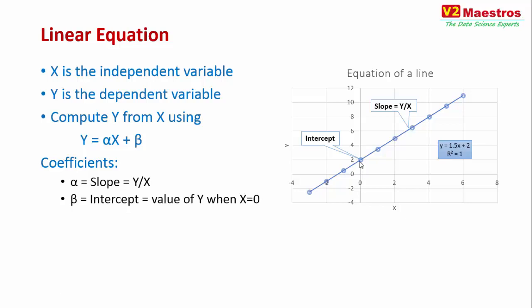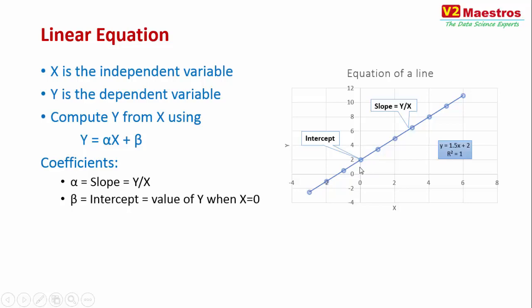Beta is the value of y when x is equal to 0. So when you put x equal to 0 in this equation, the alpha into x becomes 0, so y equal to beta. So beta is the value where the line intercepts the y-axis.